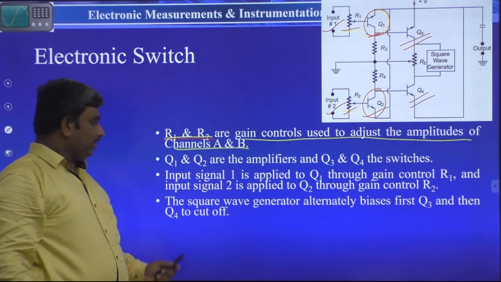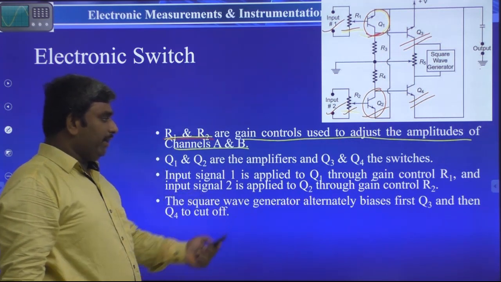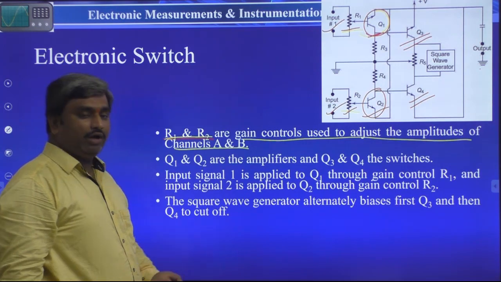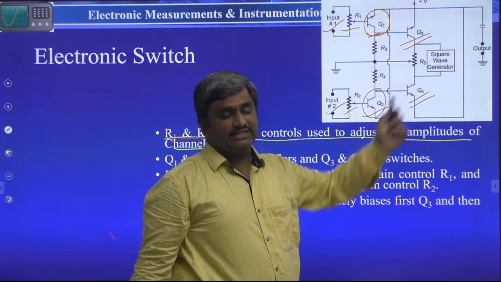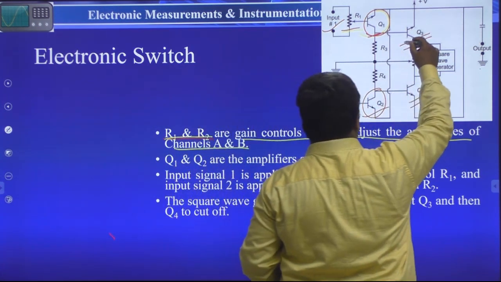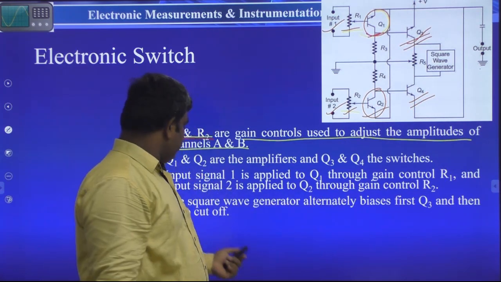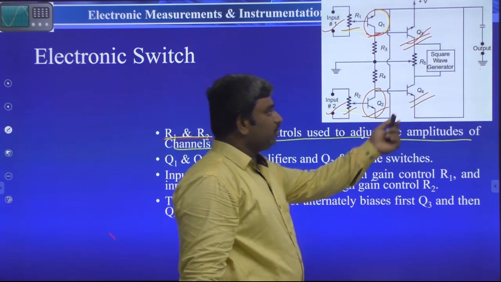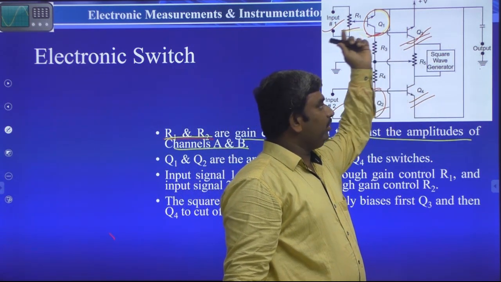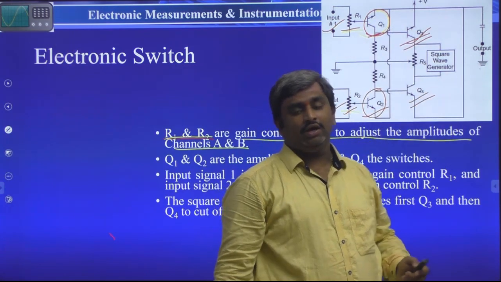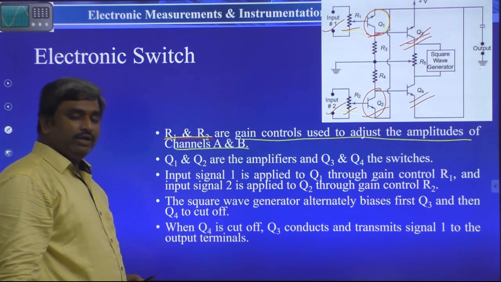Next, the square wave generator alternately biases first Q3, and then Q4 is cut off. When the channel 1 information is connected to the output, the square wave generator biases Q3 first, and then Q4 is in the cut off state. So Q4 is in the off state and Q3 is in the on state. Then only channel 1 information is passed to the output. In the same way for the second also.